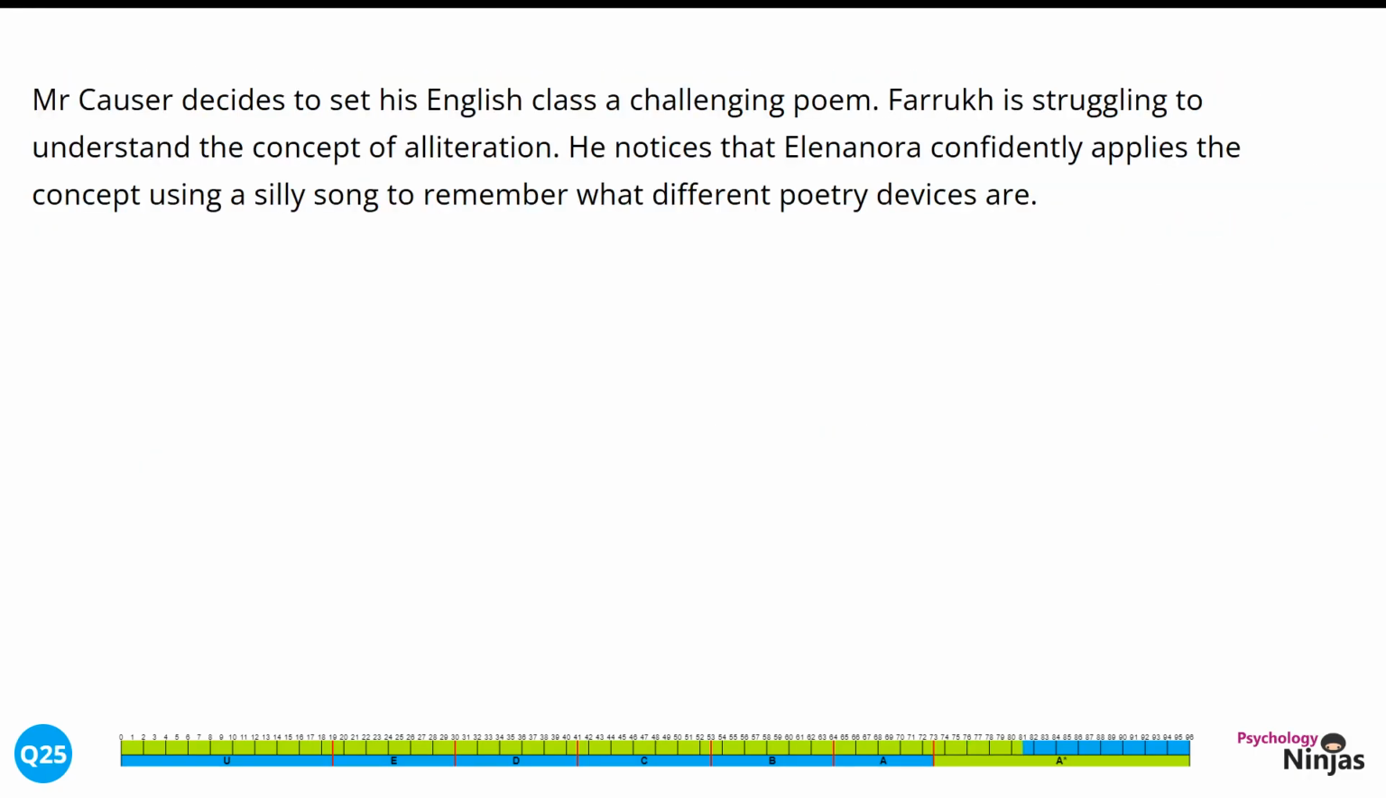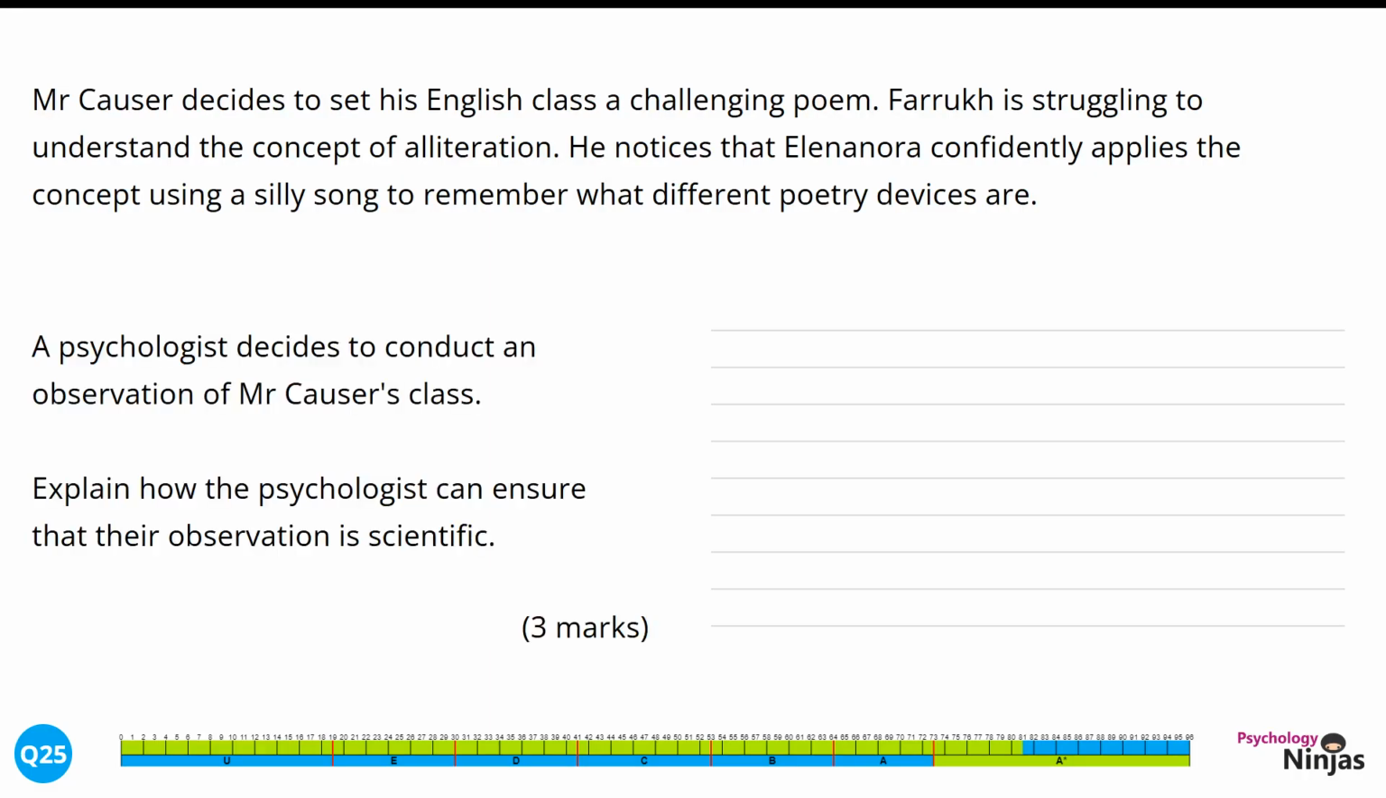Mr. Causa decides to set his English class a challenging poem. Farouk is struggling to understand the concept of alliteration. He notices that Eleonora confidently applies the concept using a silly song to remember what different poetry devices are. A psychologist decides to conduct an observation of Mr. Causa's class. Explain how the psychologist can ensure that their observation is scientific, 3 marks.